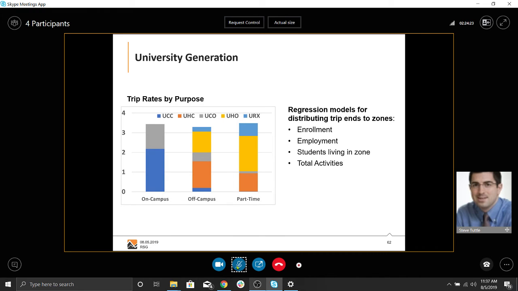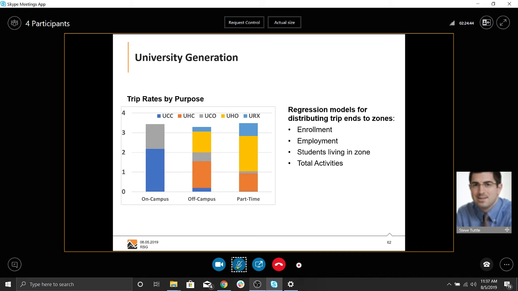So here are the university generation results. We estimated trip rates by purpose for on-campus, off-campus, and part-time students.